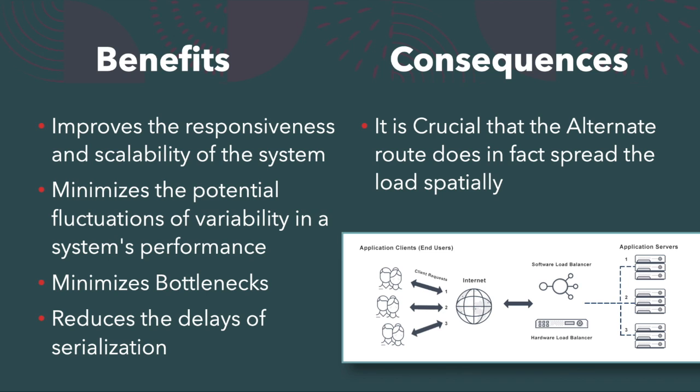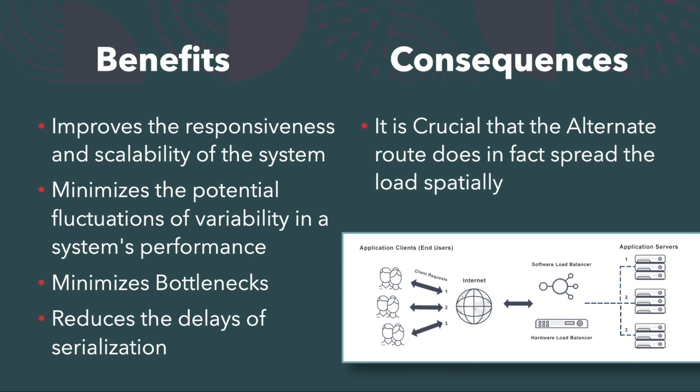There are many benefits to the performance pattern alternate routes method. The main and most crucial benefit is that it improves the responsiveness and scalability of the system. It also minimizes the potential of fluctuations of variability in the system's performance. Moreover, it minimizes the bottlenecks and reduces the delays of serialization in the system.